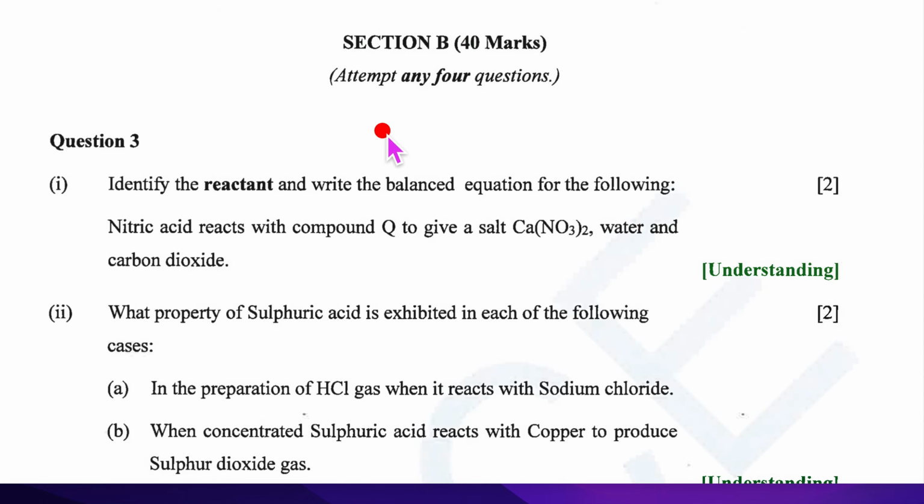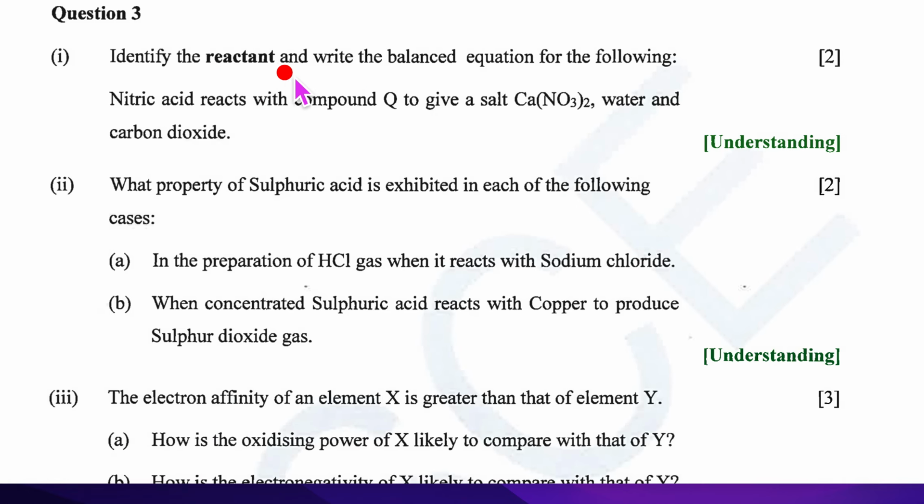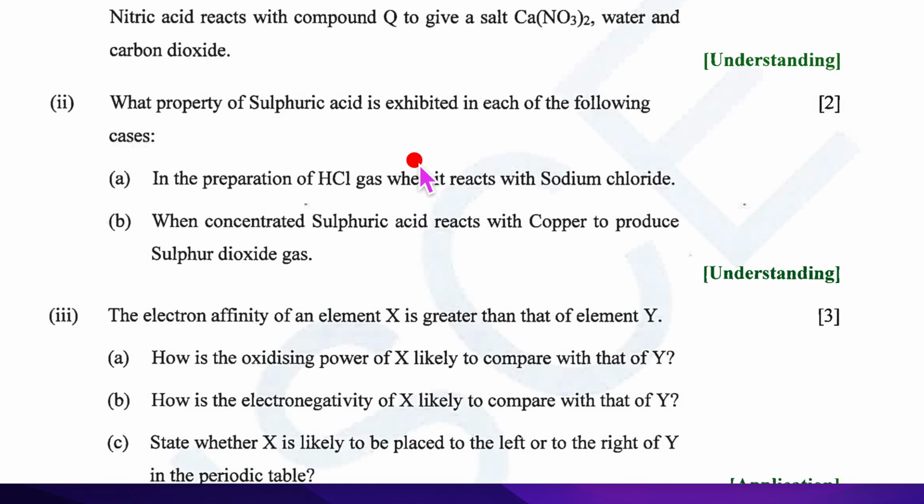Now let us come to section B. Look at the questions that are here. There is the reactant we have to identify, and the balanced equation when nitric acid is reacting with Q gives a salt, Ca(NO3)2, water and carbon dioxide. If it is giving calcium nitrate, then the reactant must be having calcium as a cation. And if it is liberating carbon dioxide, that means it must be having carbonate as the negative radical. So it will be CaCO3 plus dilute HNO3, and you complete the reaction. Understood the thinking behind it.